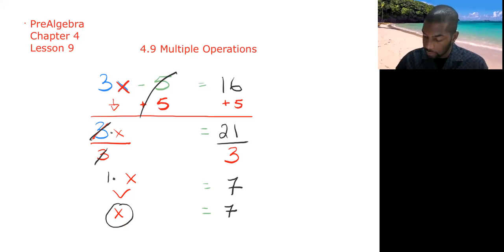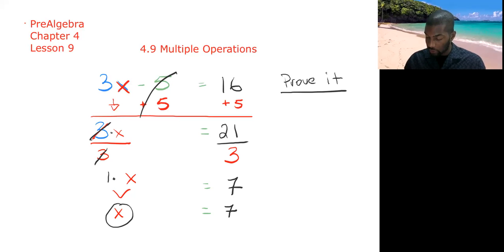I'm going to prove it. So how do I prove it? We all know this now. First, I rewrite the original equation: 3 times x minus 5 is equal to 16. Then I'm going to use substitution, and I'm going to replace the x with the 7. So I'm going to go 3 multiplied by 7 minus 5 is equal to 16.